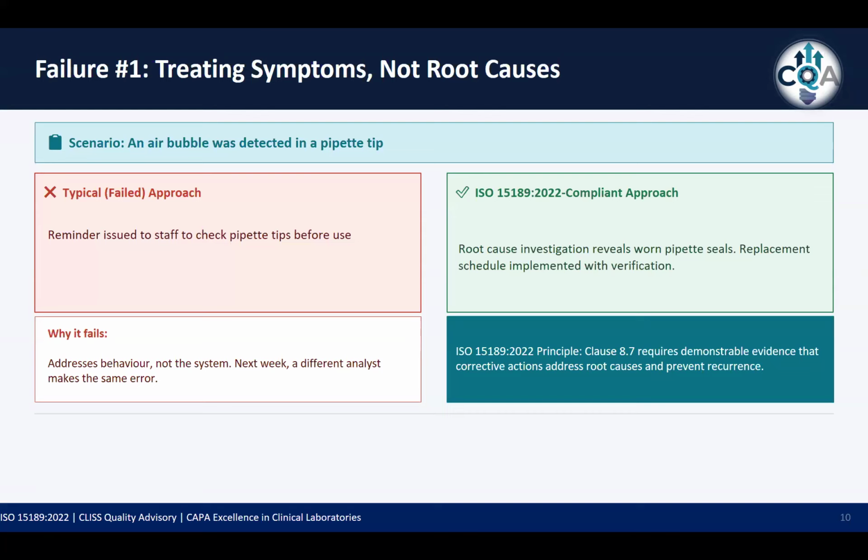If you are doing this beyond compliance, you'll be looking at root cause investigations, and you'll see that a thorough root cause might reveal worn out pipette seals, and a replacement schedule implemented with verification. The standard clause 8.7 requires us to have demonstrable evidence that corrective actions address the root causes and prevent recurrence. So this is the approach that labs should be taking.